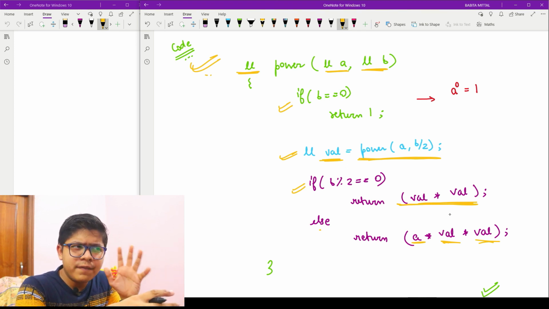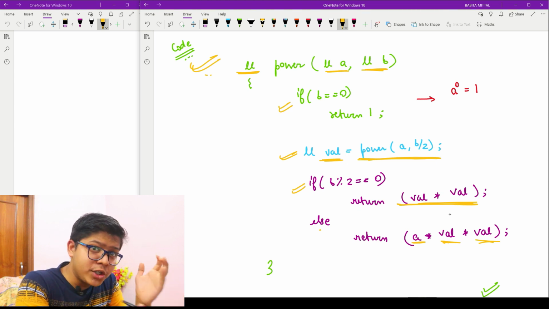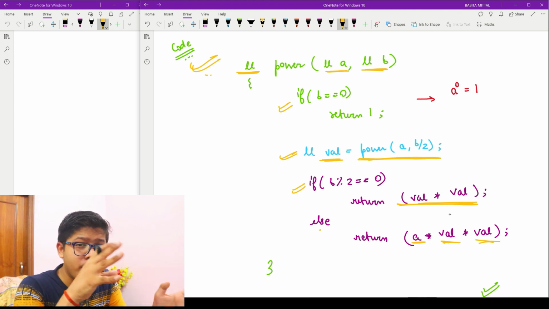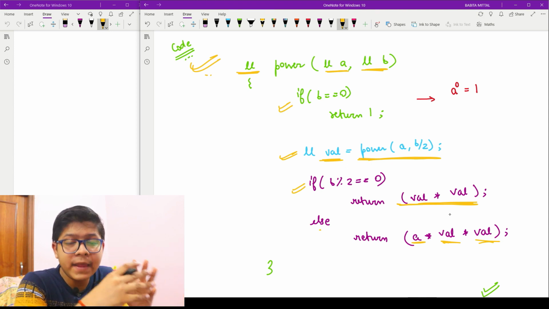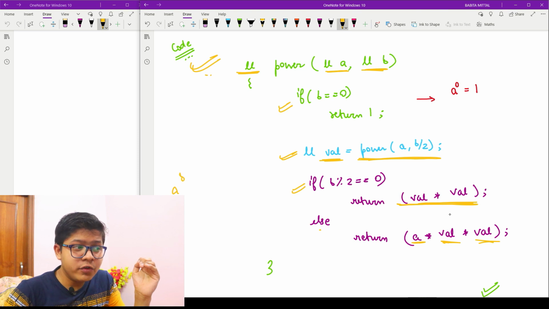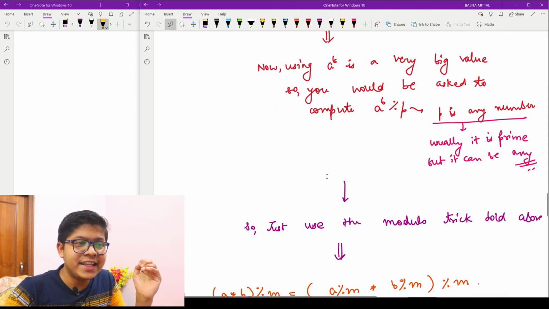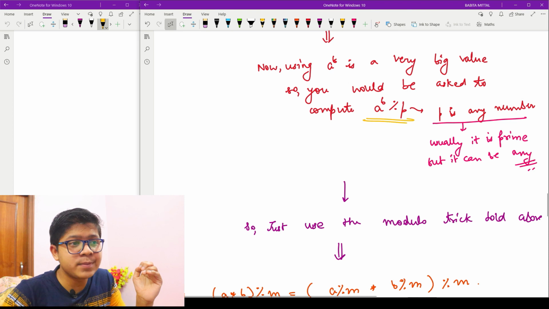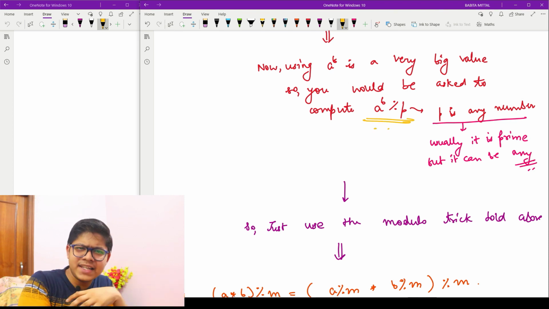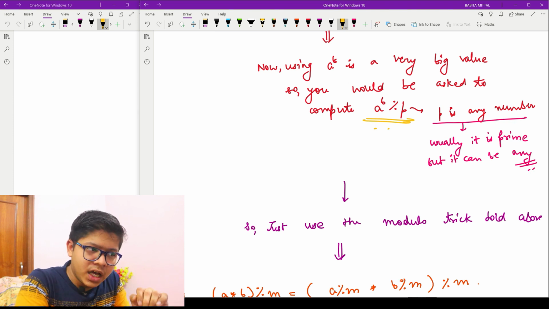But for now, we also know that exponents are pretty big. So usually what you will find is that you will need to compute your exponent mod m, which means that instead of computing a raised to the power b, you will be set to compute a raised to the power b mod p, where p is any number, mostly it is prime, but it can be anything.